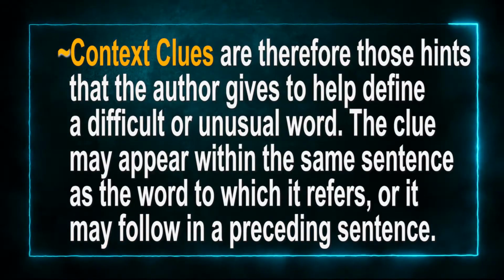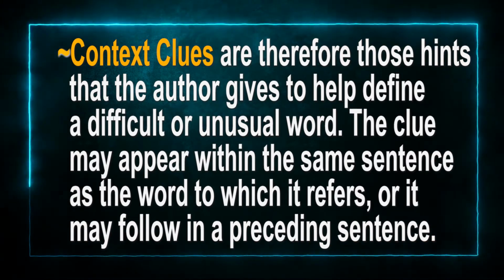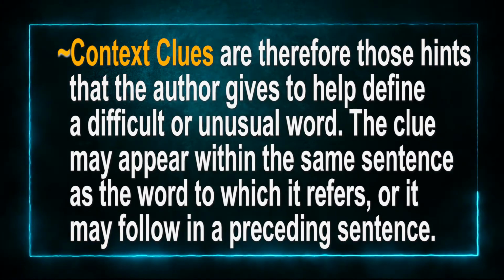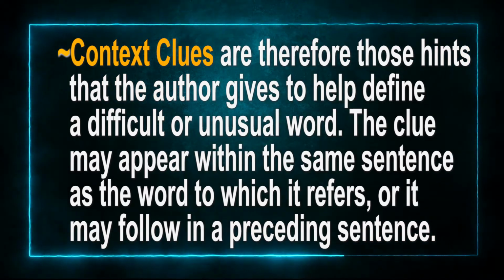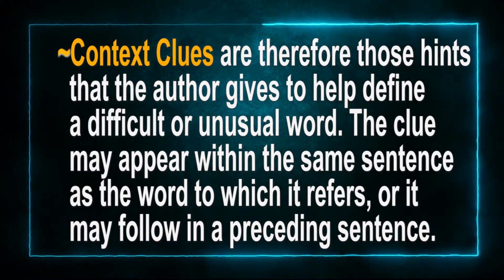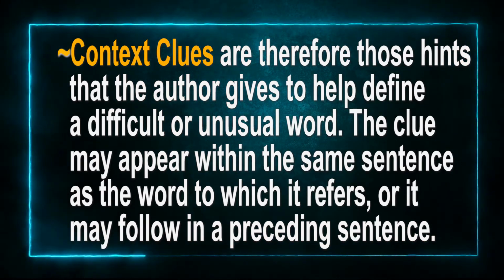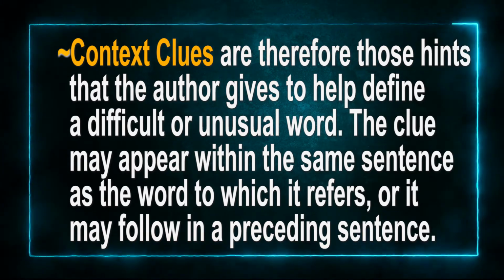Now I hope you understood that example that was used. We found the answer by using other parts of the sentence without even touching our dictionary. Now I'm going to read and tell you a little more about what context clues implies. Context clues are therefore those hints that the author gives to help define a difficult or unusual word. The clue may appear within the same sentence as the word to which it refers, or it may follow in a preceding sentence.